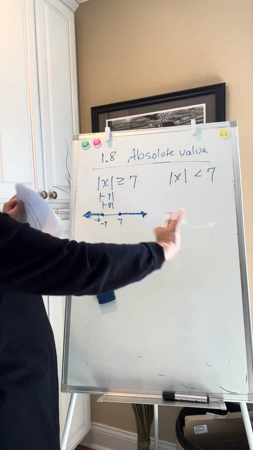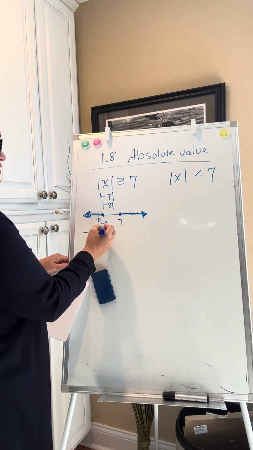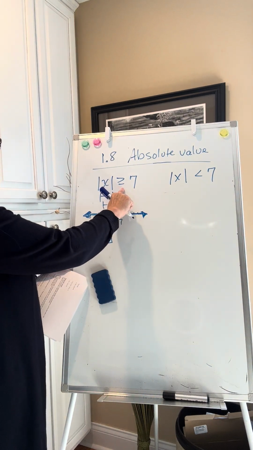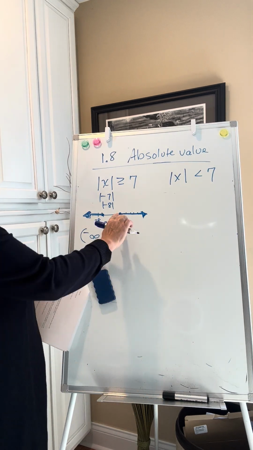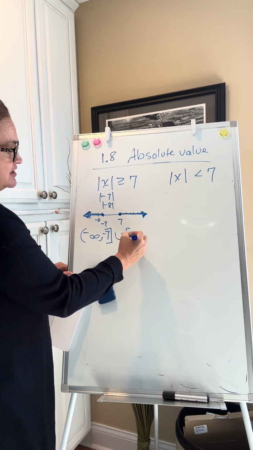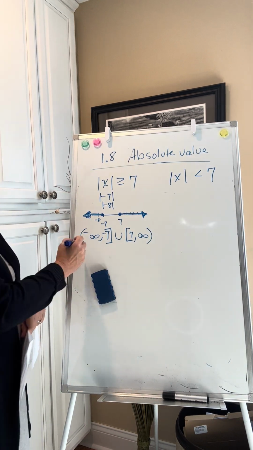So you wind up with a split here. You've got negative infinity up to negative 7, and we're going to use a bracket because we have a line under it. We know that means a bracket. And then we have to write the union. And then 7, again, because there's a line under it, I use the bracket to say I'm including the endpoints. And then that would be our solution.